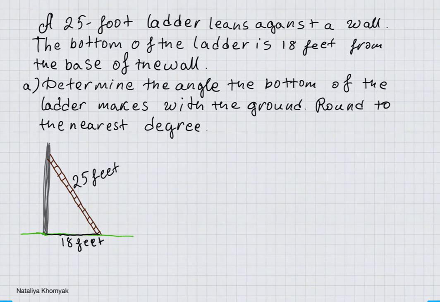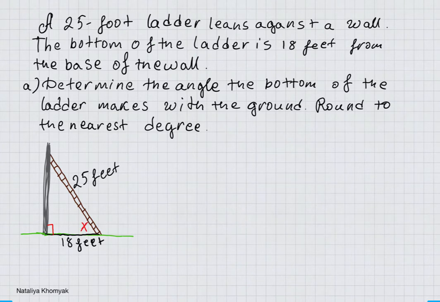We are assuming that the wall is perpendicular to the ground, meaning it's at a right angle, otherwise it would be leaning and possibly falling. Alright, now we are ready to answer some questions. We need to determine the angle the bottom of the ladder makes with the ground, rounded to the nearest degree. So we are looking for this angle, and let's call it x, our unknown angle.